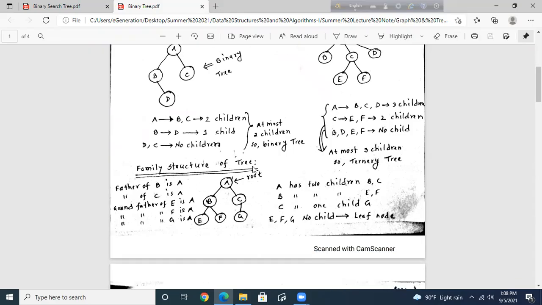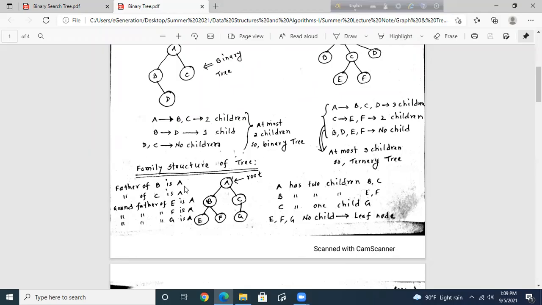Now the family structure of a tree. Young student, here A is the root, because A has no father. Since A has no father, it is the root of that tree.